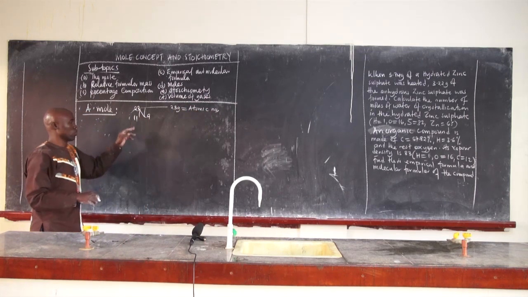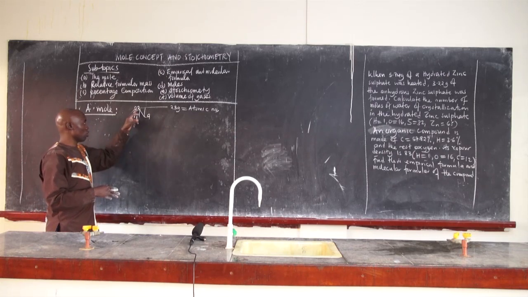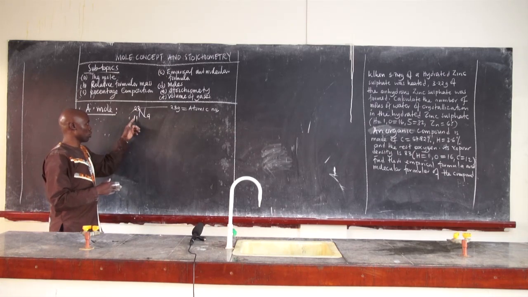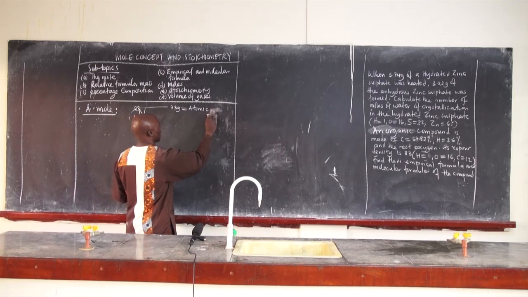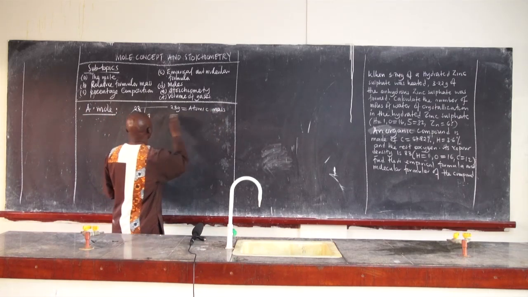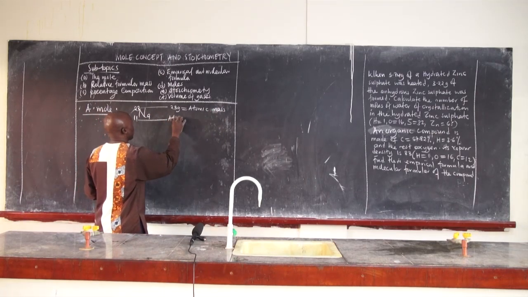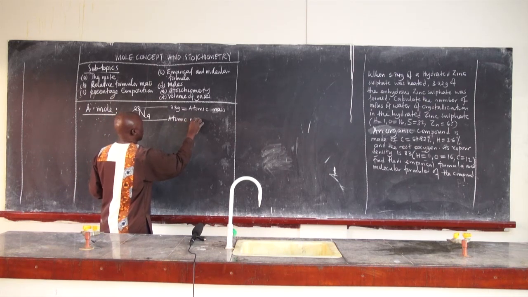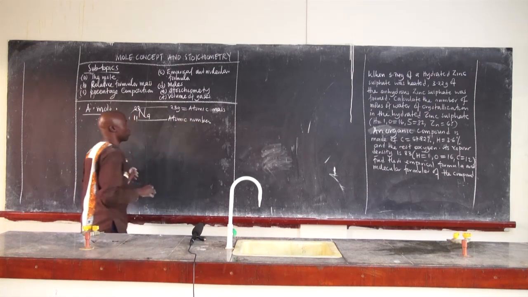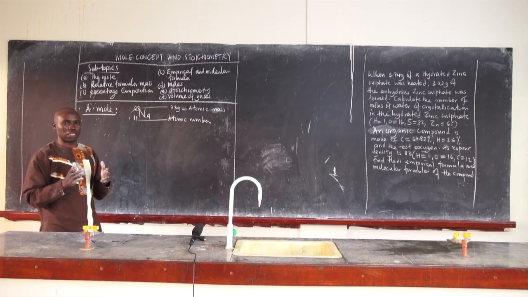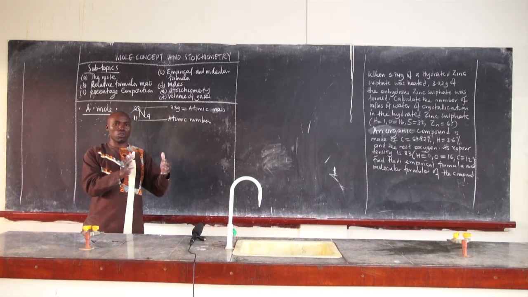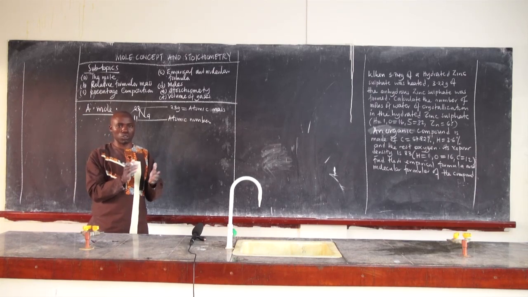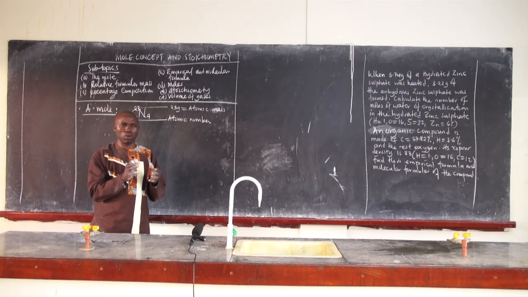Then we call this one atomic mass. This is called atomic number. Sorry for that. Atomic mass, atomic number. Now the word atomic mass refers to the mass of 1 mole of atoms of sodium. Then what could a mole be?